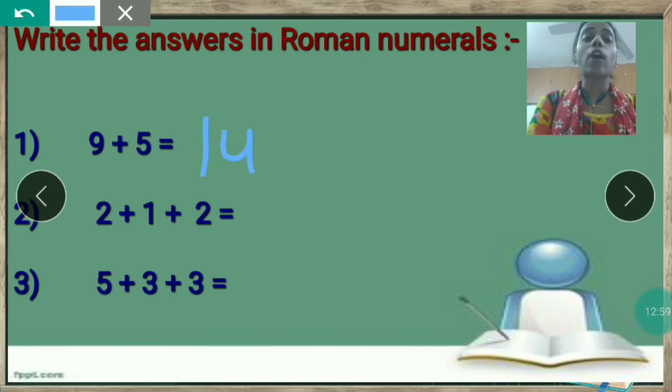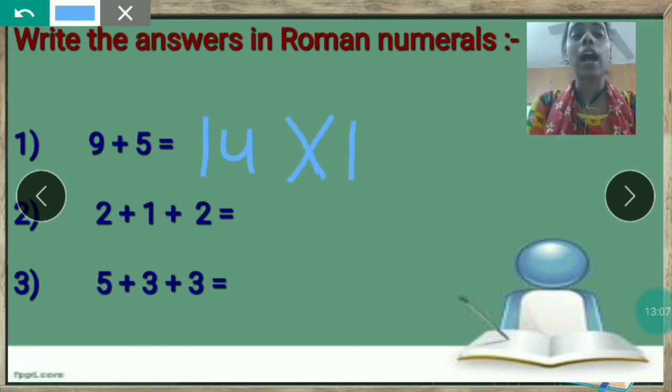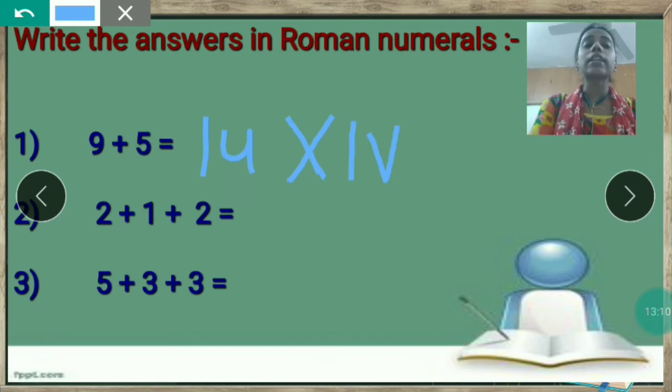Now, you have to write 14 in Roman. So, how will we write 14 in Roman? 10 plus 4. So, 10 plus 4 means the value of 10 is X and the value of 4 is IV. So, what will I write here? X, I, V.